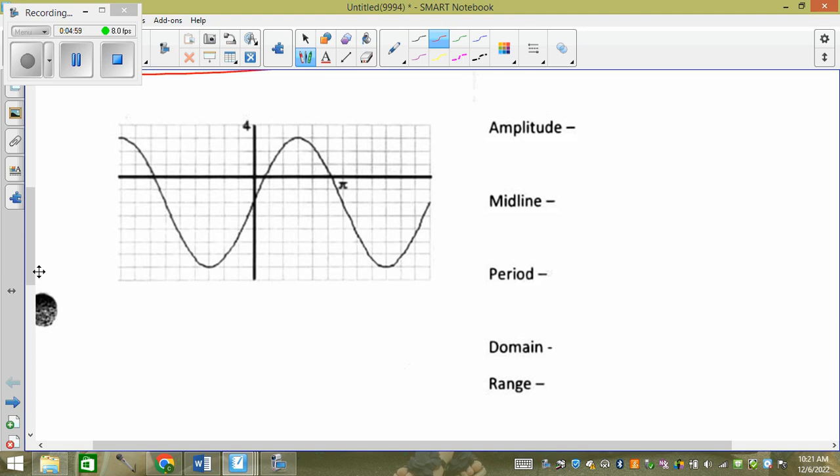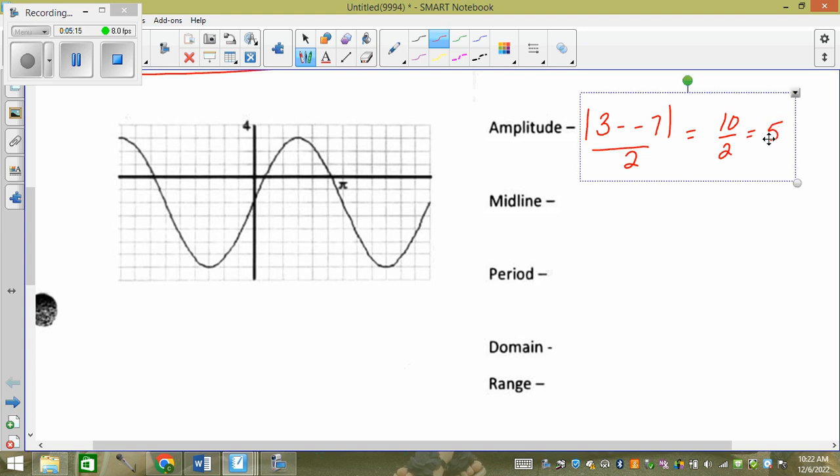Okay, amplitude of this one is what? What's my maximum? 3. Minus my minimum, -7. Divided by 2. So I actually get 10 divided by 2, which is 5. And then I check. 1, 2, 3, 4, 5. 1, 2, 3, 4, 5.